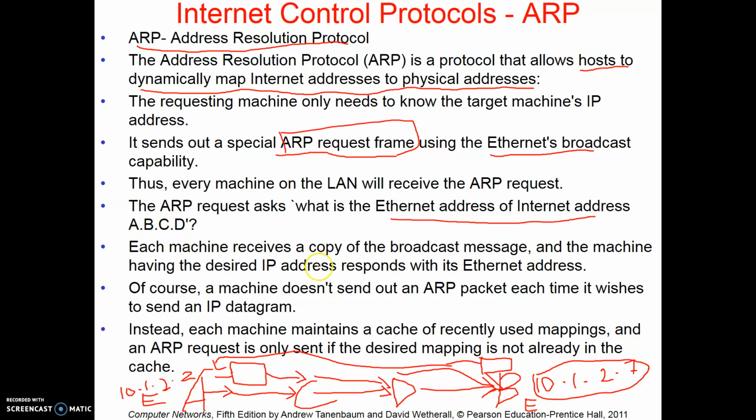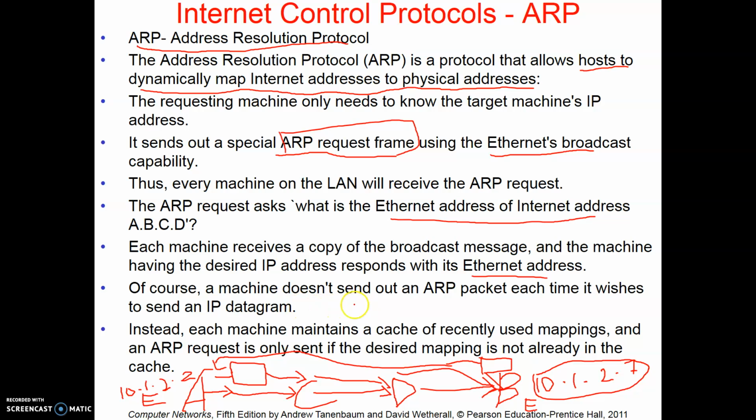This is not just an internet address. A has the internet address 10.1.2 and wants to communicate with B. A only knows the IP address of B but doesn't know the Ethernet address. So it will send an ARP request frame asking for the Ethernet address. Each and every machine receives a copy of this frame, and the machine having the desired IP address, in this case B, will respond with its Ethernet address.